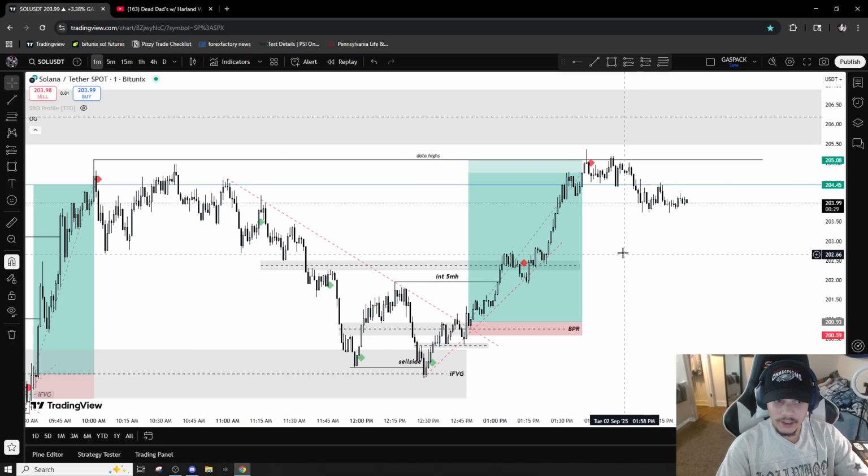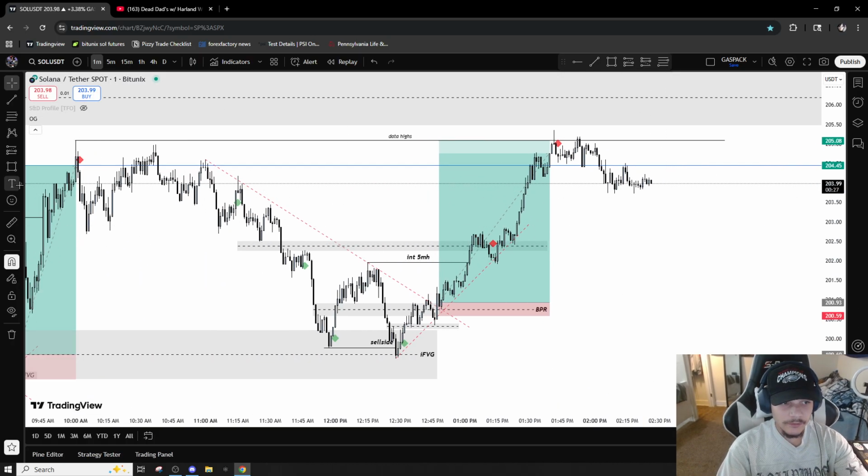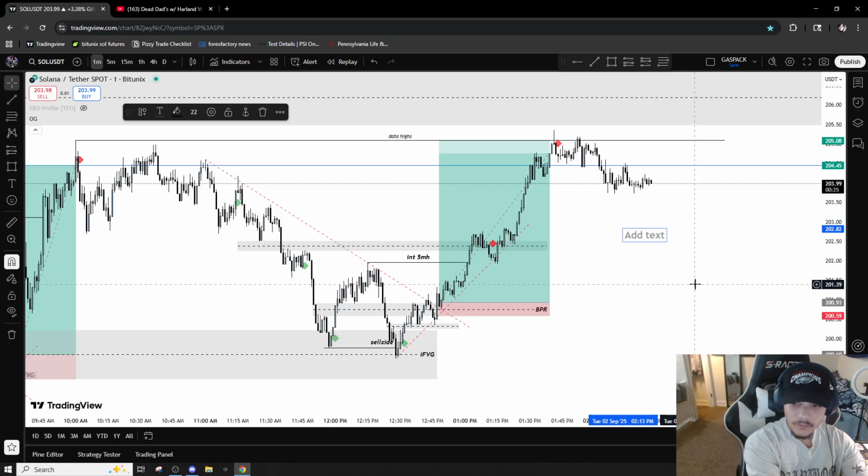These are the confluences I use. Literally, I'll type them out for you right here. Mark up. Trend line. Sell side liquidity, buy side liquidity, comma, data highs slash lows. Okay. Internal buy side, sell side liquidity.